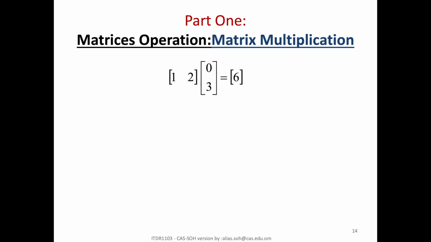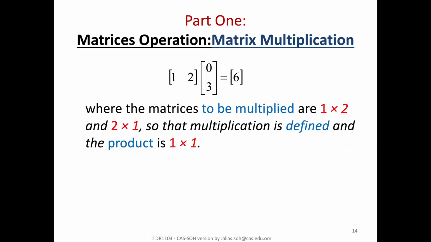The resultant matrix will have the number of rows of the first and the number of columns of the second. So here they can be multiplied because we met the condition, and here is the size of the resultant matrix.